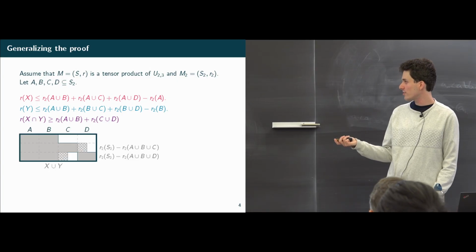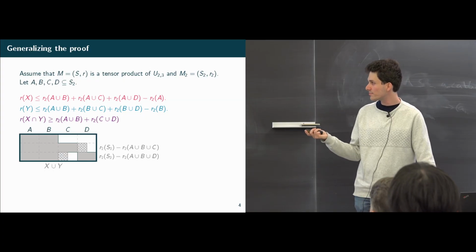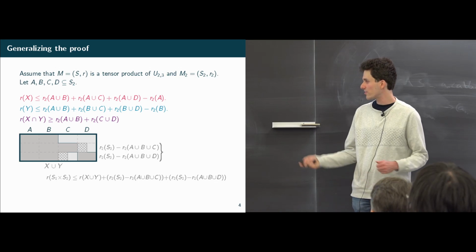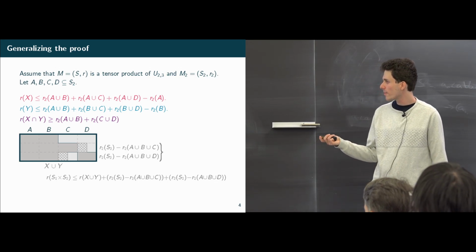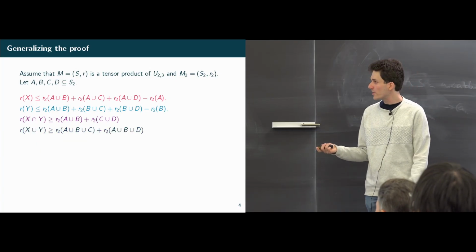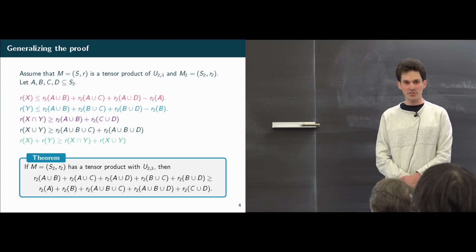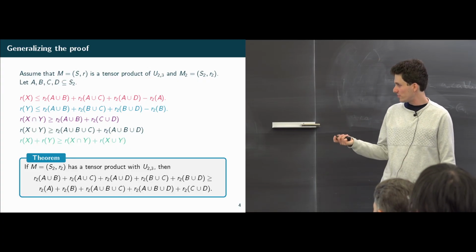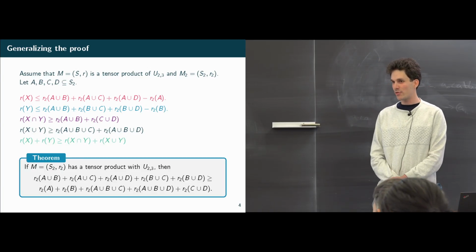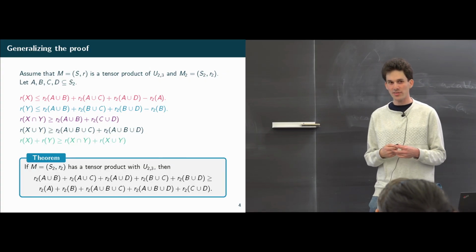And for the union, again, we just add some elements to the second and third rows to span these. And then, the same way as for the Vámos matroid, we get some lower bound on the rank of the union. And then by using submodularity, we got a statement for general matroids that have a tensor product with U2,3. This statement now only includes the ranks of this second matroid, and we showed that whenever a matroid has a tensor product with U2,3, this inequality is satisfied.